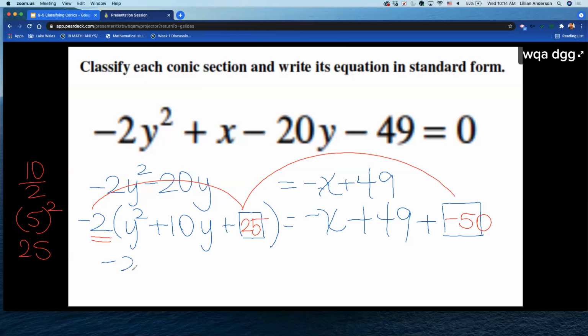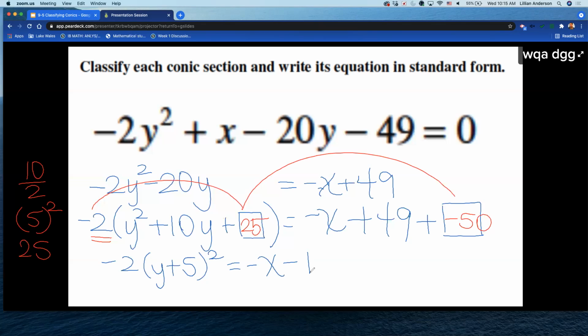This factors down to be -2y plus 5 squared, and this turns into a -x minus 1. Not in standard form yet. I can't have this -2 in front here, and x can't be negative over here. So what should I do?